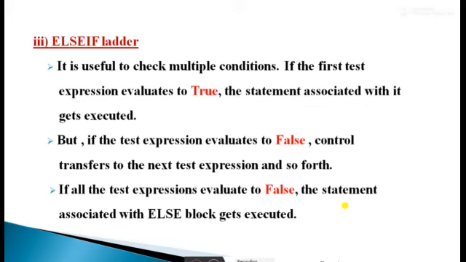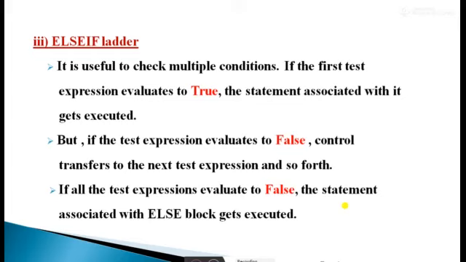Okay. If the first test expression becomes false, what will happen? The control will transfer to the next test expression. It checks the second test expression. If it is true, the statement we have given below test expression 2 will get executed.